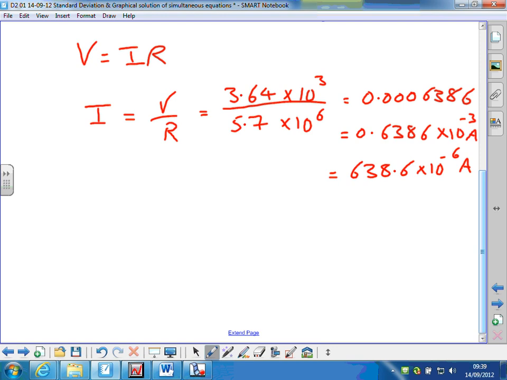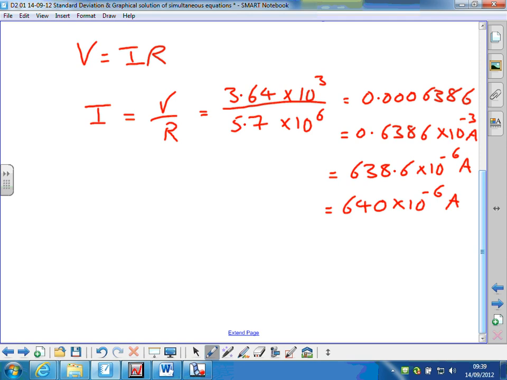Remember the golden rule is it's either the same as the least accurate figure, which is this one, look, which is only 2 significant figures, or maybe one more. So perhaps I'd go to 2 or 3 significant figures, certainly not more. How many significant figures at the moment? 4. So I'm going to round down to 2 or 3, and that would be up to you. So what would it be to 2 significant figures? You sure? Right, 640 times 10 to the minus 6 amps, or 0.64 times 10 to the minus 3.